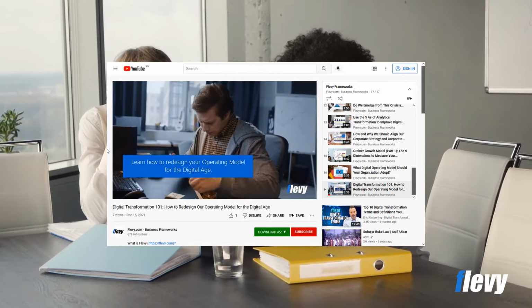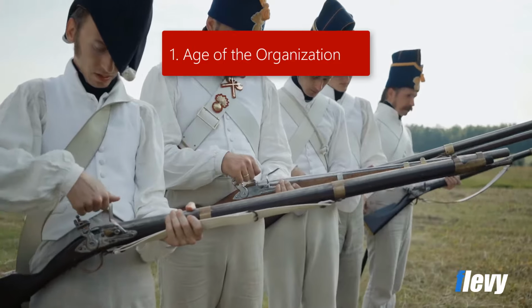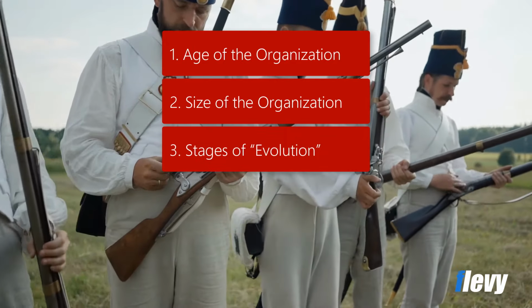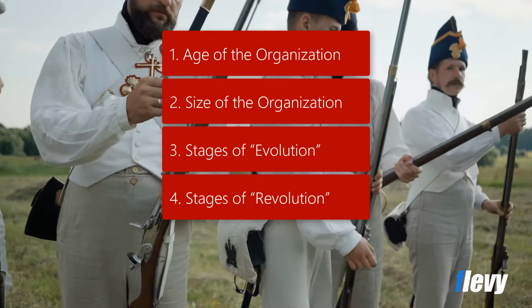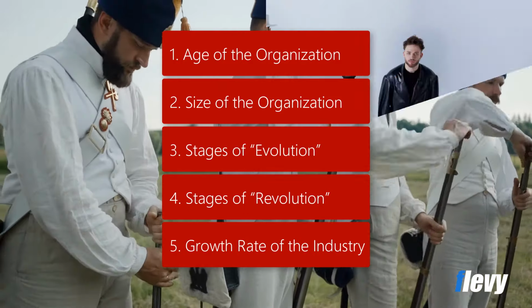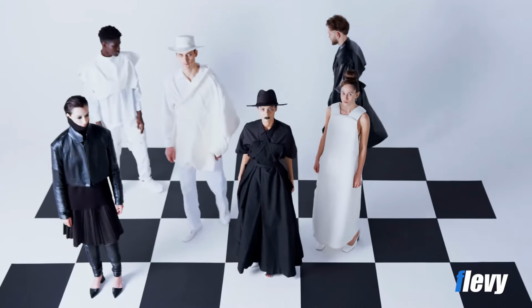As a reminder, these 5 dimensions are the following: 1. Age of the organization. 2. Size of the organization. 3. Stages of evolution. 4. Stages of revolution. And 5. Growth rate of the industry. These 5 key dimensions for developing an organizational maturity model are depicted on the PowerPoint slide.